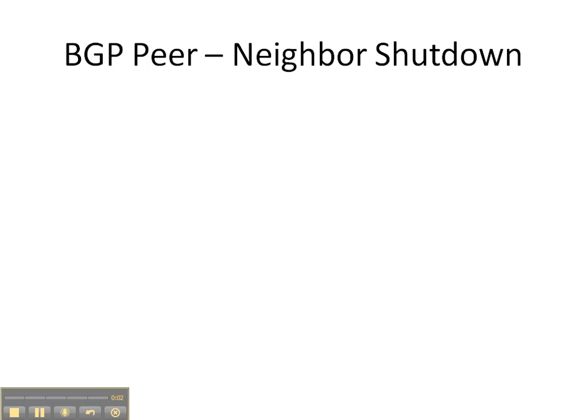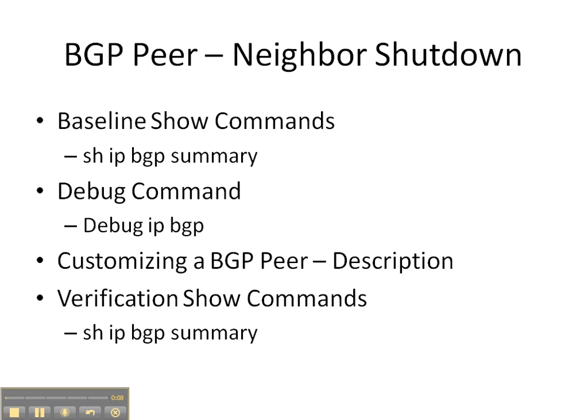Welcome everybody to this video cheat sheet of shutting down a BGP peer neighbor. We do the baseline show command, show IP BGP summary, to ensure that we already have a BGP adjacency, and then we're going to do the debug IP BGP command to see how things unfold when we shut our neighbors down. Then we'll verify once we're done shutting the neighbor down that the neighbor actually was shut down with the show IP BGP summary command.